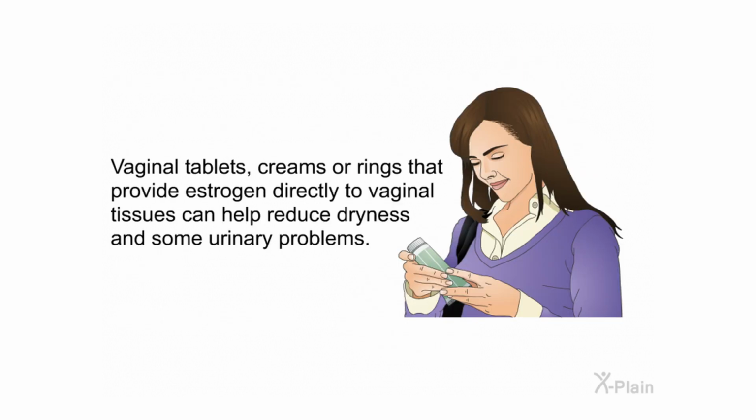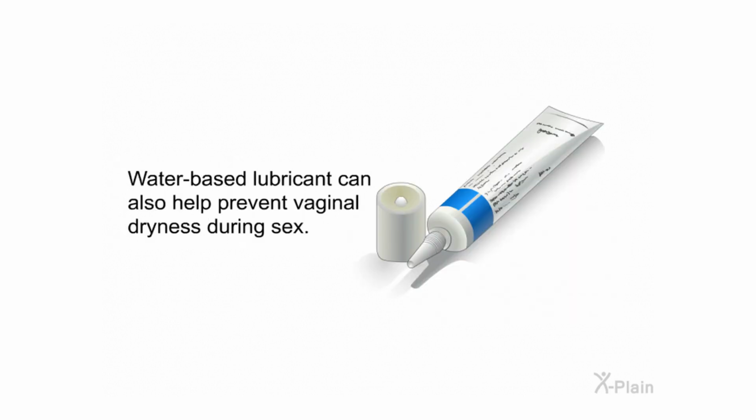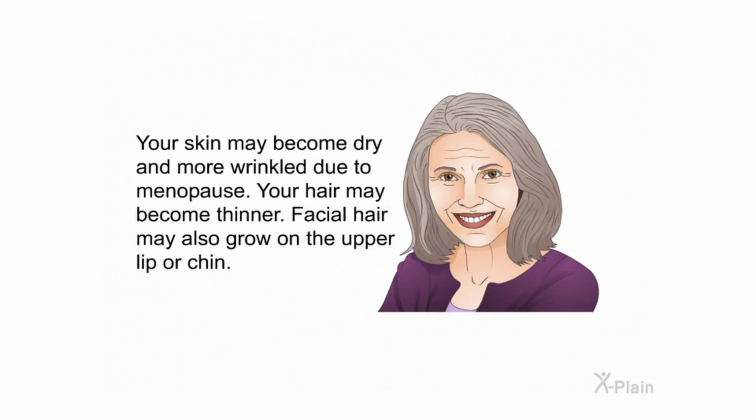Vaginal tablets, creams, or rings that provide estrogen directly to vaginal tissues can help reduce dryness and some urinary problems. Water-based lubricant can also help prevent vaginal dryness during sex. Your skin may become dry and more wrinkled due to menopause. Your hair may become thinner. Facial hair may also grow on the upper lip or chin.